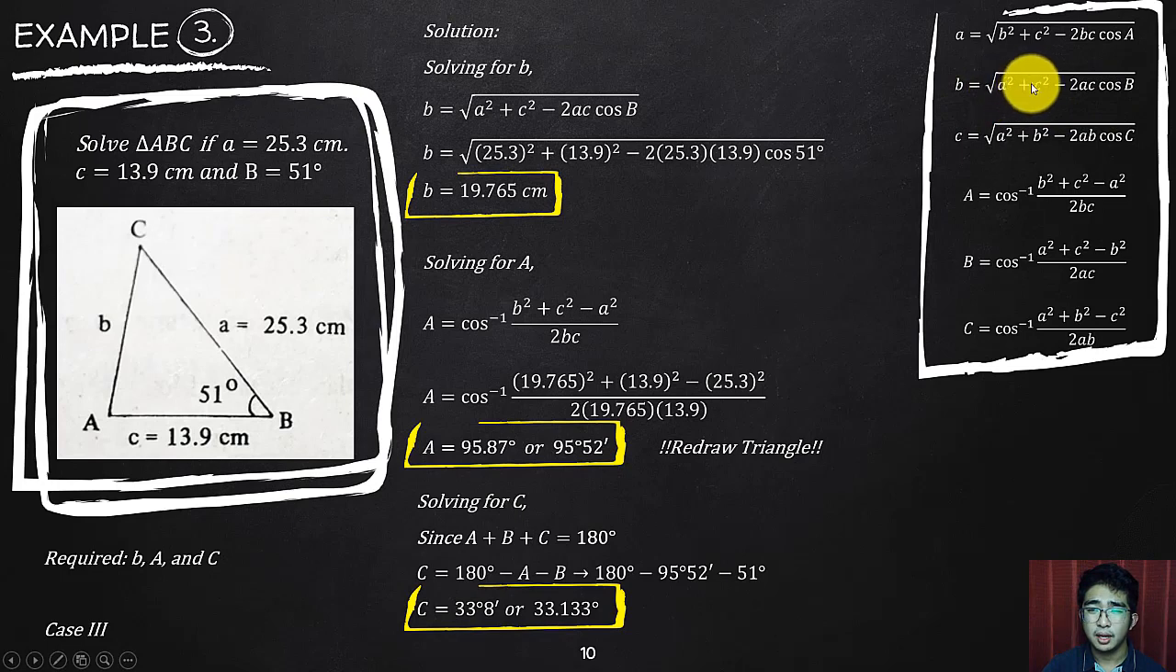Are all of these values present for side B? Side A, yes, 25.3. Side C, yes, 13.9. Angle B, yes, 51 degrees. So if you input these in the formula, you can readily solve for side B, which will give you 19.765 centimeters. So that is your side B.